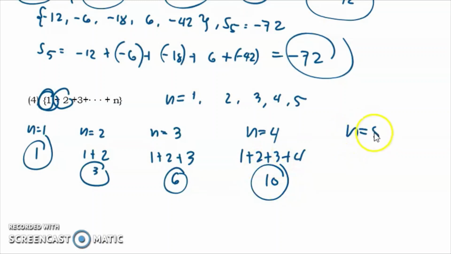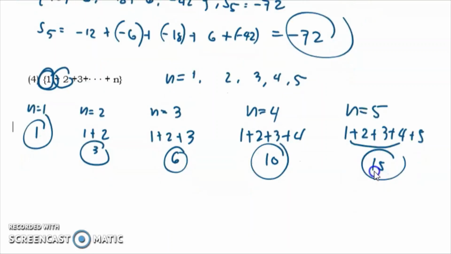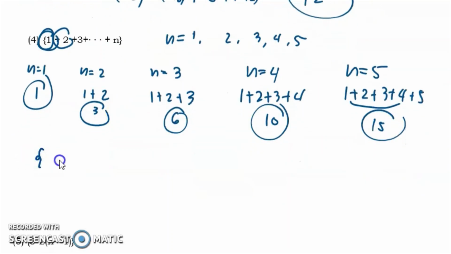Para naman sa N5, you have to have 1 plus 2 plus 3 plus 4 plus 5. Yung first 5 terms. So, that is, kung ito ay 10 plus 5, 15. So, you will have here now 1, 3, 6, 10, 15.